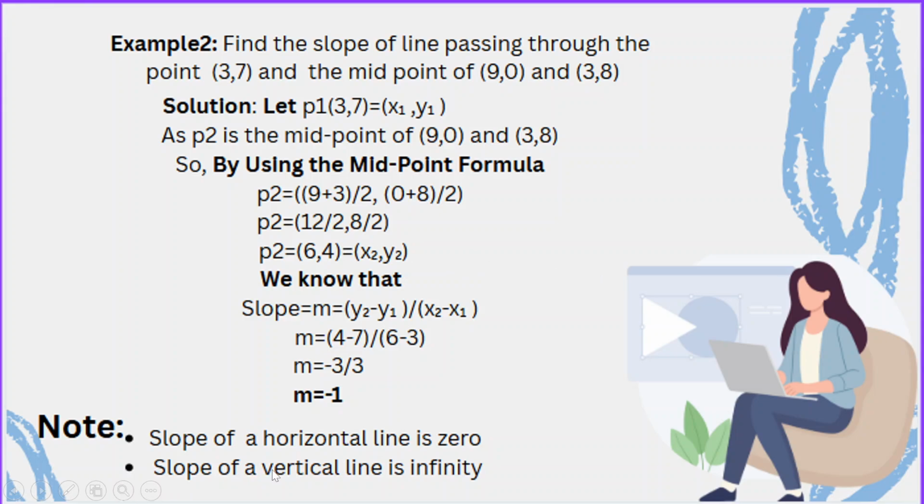In the second case, if the ladder is placed vertically upward, in this case the slope is infinity. It will be most difficult to climb on that ladder. So the slope of any horizontal line is always 0 because the angle is 0, and the slope of the vertical line is always infinity because theta is 90 and tan 90 is always equal to infinity.